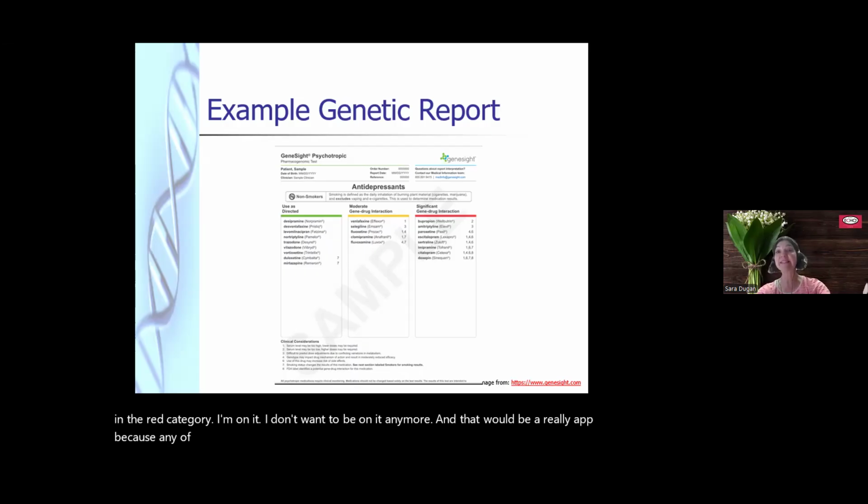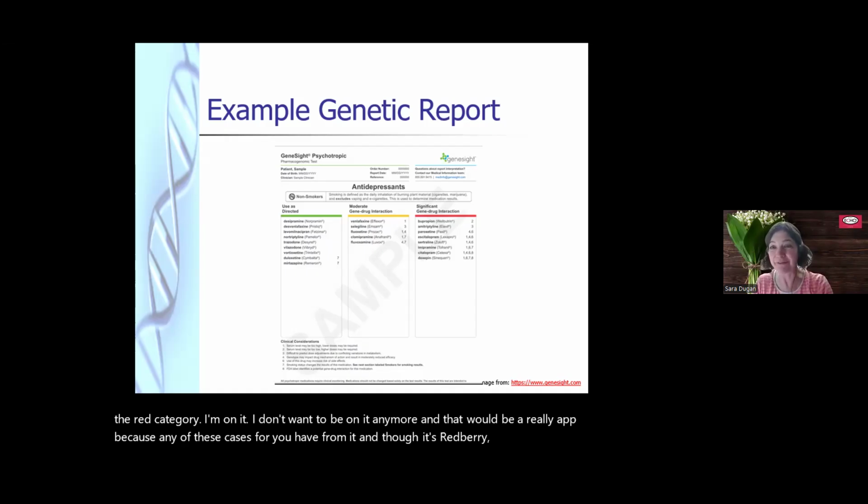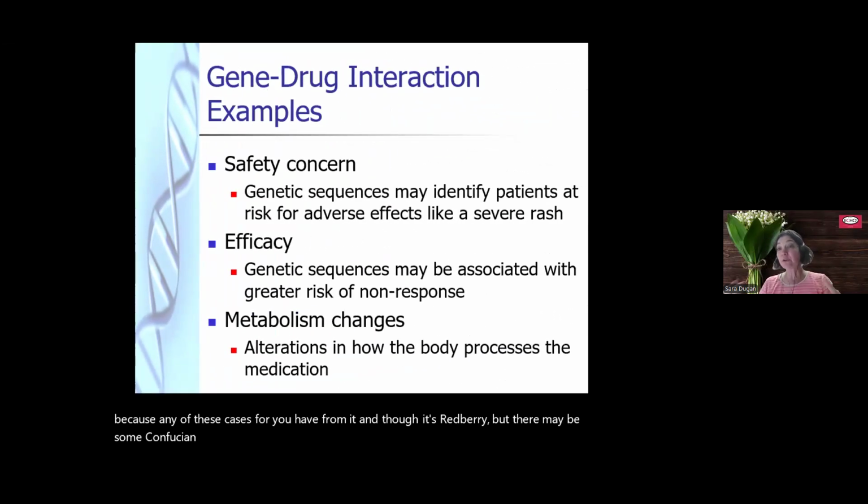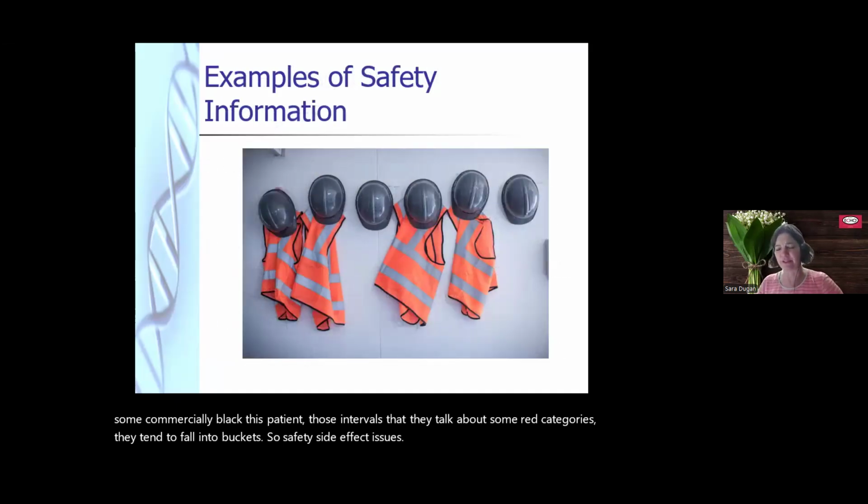So recognizing this is how the patients are going to get their information, and how that information is going to be shared, let's dig in very briefly into what that information can tell us. Those interactions that they talk about, we're going to focus on the yellow and the red categories. They tend to fall into buckets: safety and side effect issues, efficacy, how well a medicine works, and then metabolism. When you take a medicine, your body processes it to get rid of it. The way it processes it can be impacted by your genetic code. We'll take a look at one example of that in just a few minutes. Let's start with safety concerns.